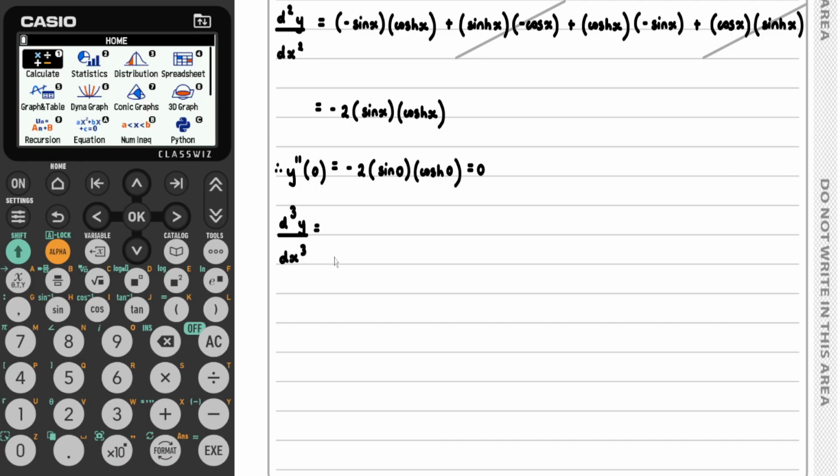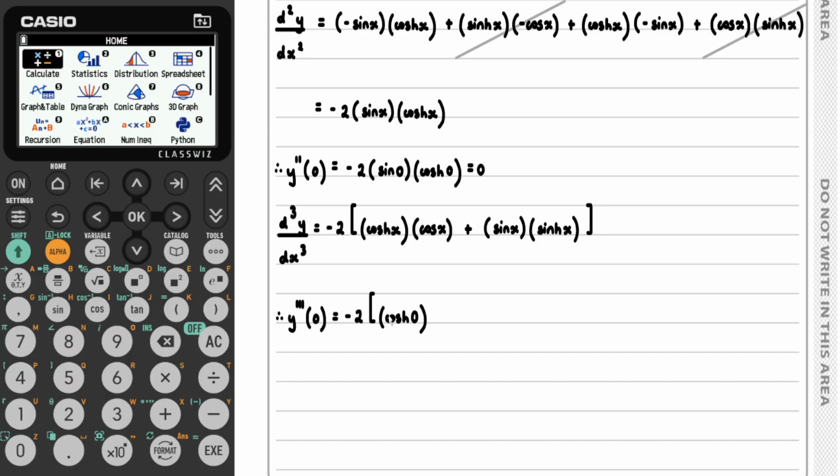Let's now find the third derivative. Well, I've got this negative 2, which I'll leave on the outside, and then I'll use the product rule. So I've got v, which is hyperbolic cosine x, times u dash, which is cos x, plus u, which is sine x, times v dash, which is hyperbolic sine x. So now if I find the value of the third derivative when x is 0, I've got negative 2 times hyperbolic cos of 0 times cos of 0 plus sine of 0 times hyperbolic sine of 0. And it turns out we get negative 2.